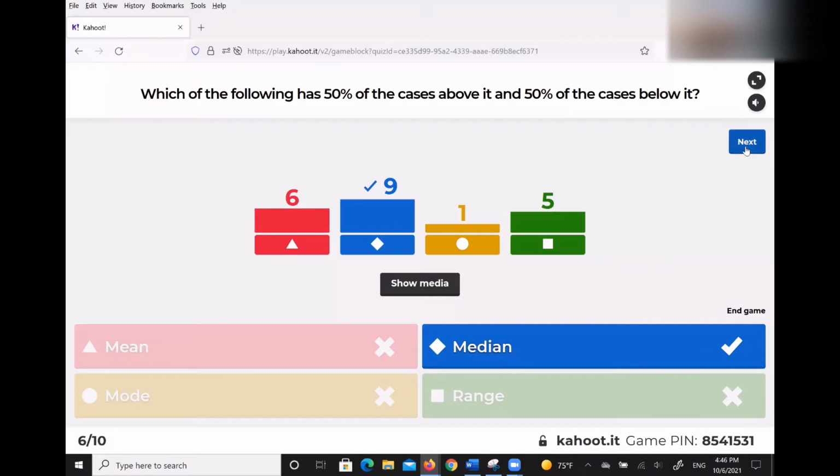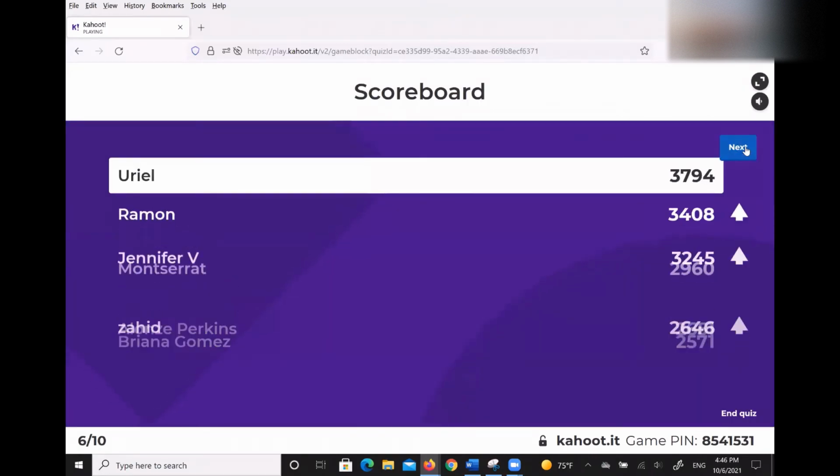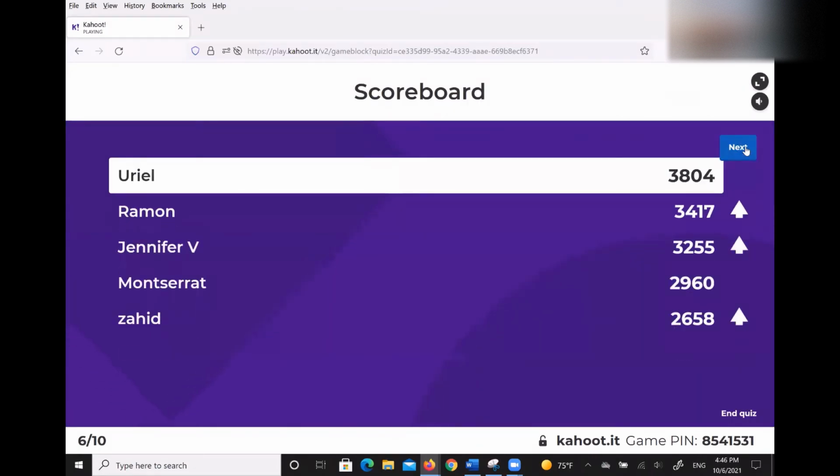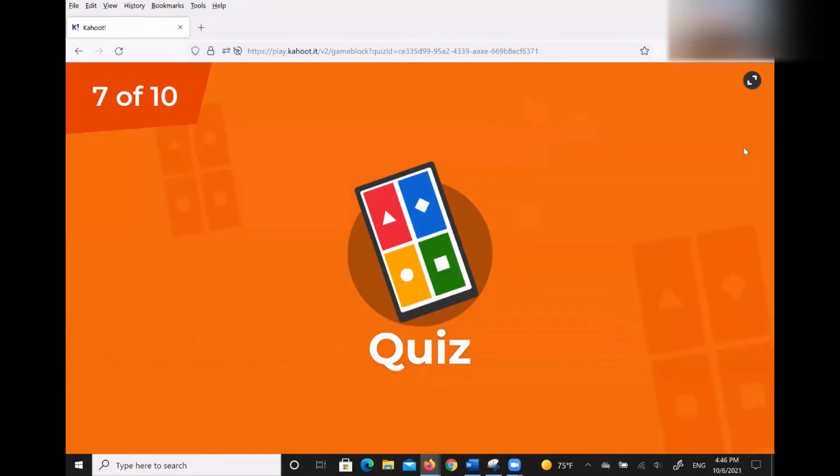All right, let's check the results. We still have the same people. Now we have Zahid, Sarah, Jennifer, Ramon, and Uriel is still leading. Number 7.